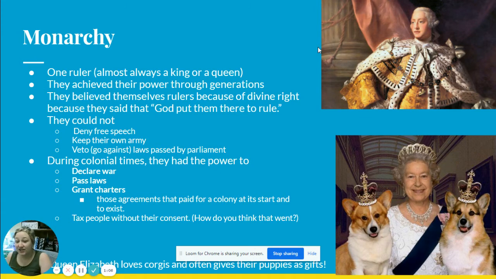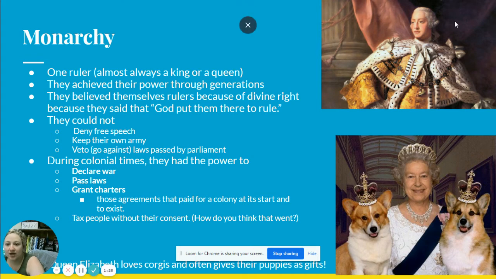They did have the power to declare war. So say, oh, we're in a war now, pass laws, grant charters. And remember, charters are those agreements that paid for a colony at its start and allowed it to exist. They could also tax people without their consent. And how do you think that went? It did not go very well at all.